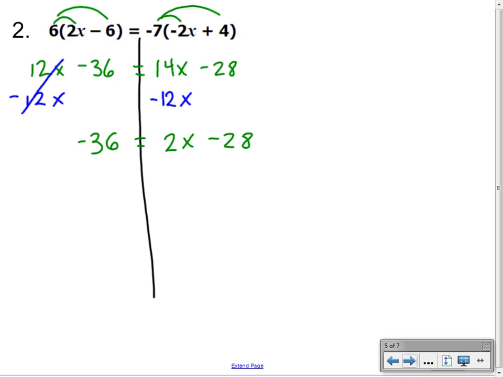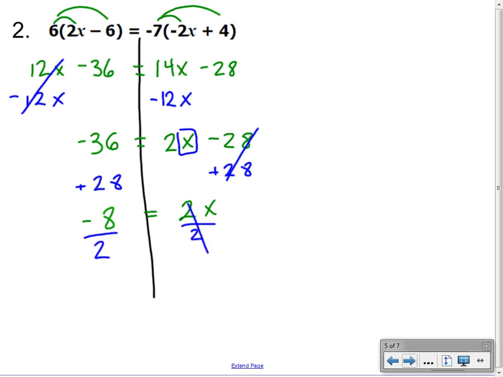So let's keep going. Remember, we want to try to get x by itself, so we need to undo the subtraction here first. We need to get rid of this minus 28 by adding 28 to each side. Okay, when we do that, we get negative 8 is equal to 2x, 2 times x, so we're going to divide. And we're left with x is equal to negative 4.